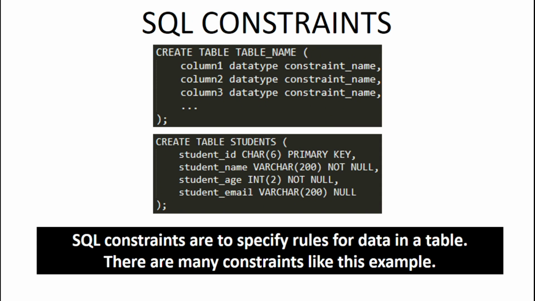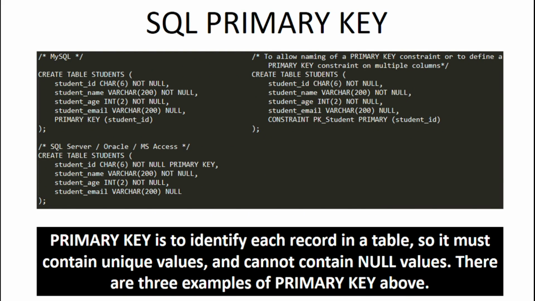SQL constraints are used to specify rules for data in a table. There are many constraints like this example. A primary key is used to identify each record in a table, so it must contain unique values and cannot contain null values. There are 3 examples of primary key above.